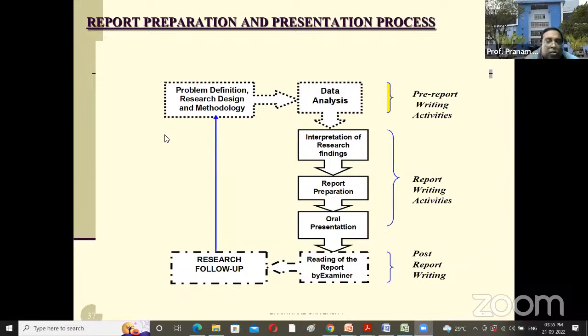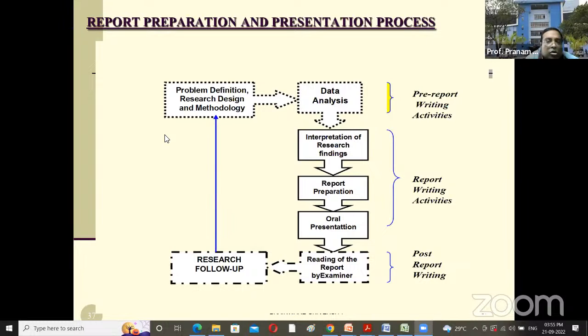Sir, the loop at the last step is for feedback. Yes. Feedback means if it is your thesis, the viva voce is conducted. If it is your research, the article is published. Here it is not called feedback, it is called follow-up.